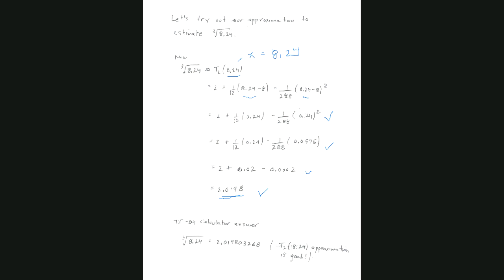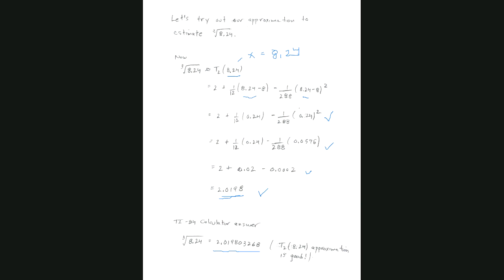Excellent. So now the cube root of 8.24, and notice we haven't touched a TI-84 calculator, is approximately 2.0198. But if you were to use the calculator and just type in the cube root of 8.24, which would be 8.24 to the one-third power, you'd get 2.019803268. So our approximation is very good. It's very good indeed.